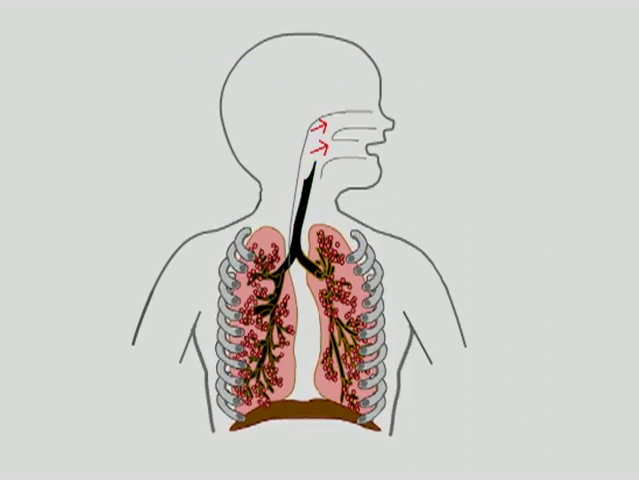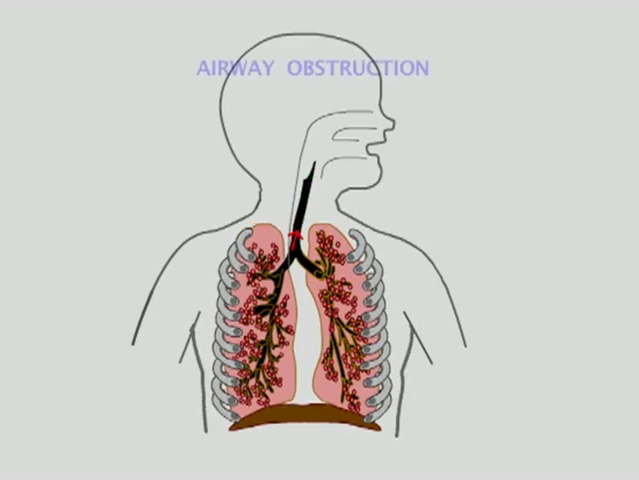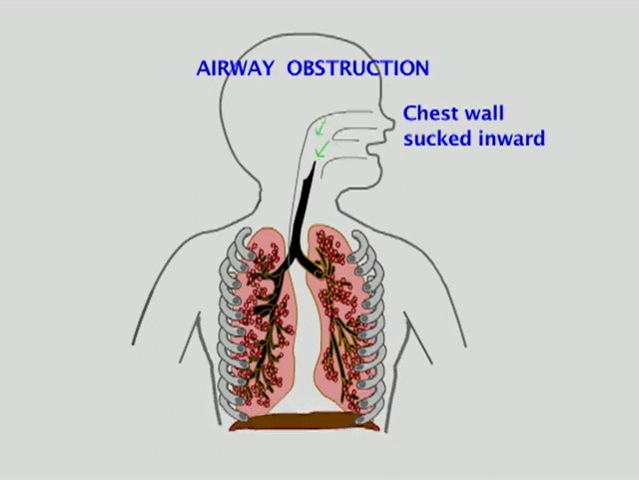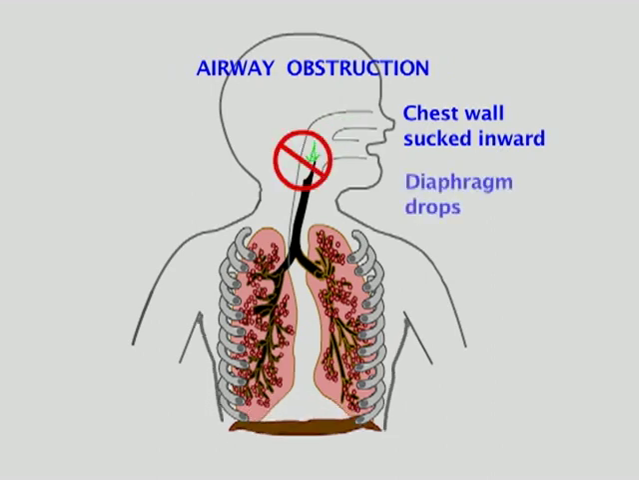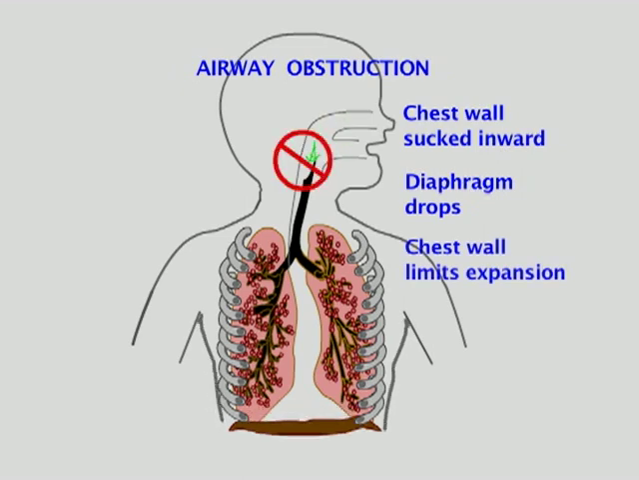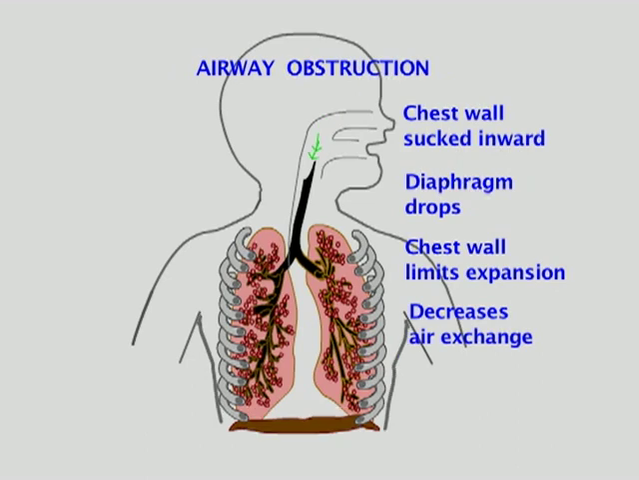The pediatric chest wall is much less rigid. When airway obstruction develops, the highly compliant chest wall gets sucked inward as the diaphragm drops. The chest wall begins to limit lung expansion and decreases optimal air exchange. The harder a young child tries to breathe, the more inefficient breathing can become.